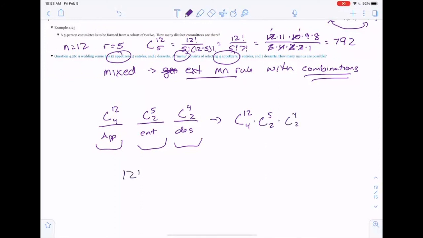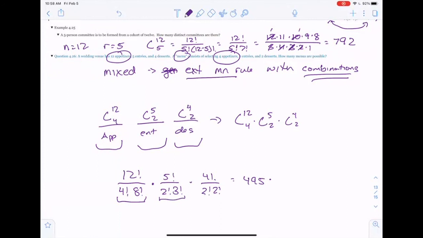And we can do that down here: 12 factorial over 4 factorial, and I'll skip 12 minus 4, that's 8, times 5 factorial over 2 factorial, 3 factorial, times 4 factorial over 2 factorial, 2 factorial. If we compute this, we'll save some time with the computation. We could go through that, but if we do it, we get 495. If we computed 5 factorial divided by 2 factorial, 3 factorial, we would end up getting 10. And then 4 factorial divided by 2 factorial, 2 factorial, that would end up being 6, giving a grand total of 29,700 different possible menu options.